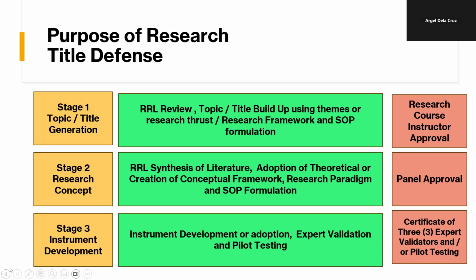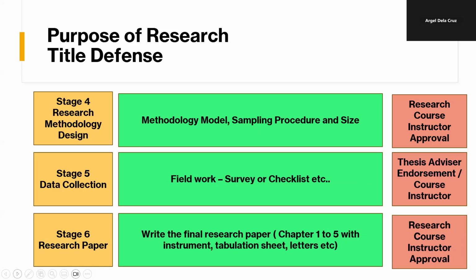Next, stage 4. Stage 4 is not mutually exclusive, meaning you can do stage 4 while doing stage 3, so they should not affect each other. Stage 4 is basically the methodology, model, sampling procedure, etc. Later we're going to explain what stage 4, the research methodology design, is.